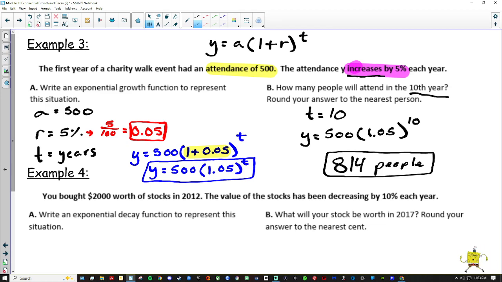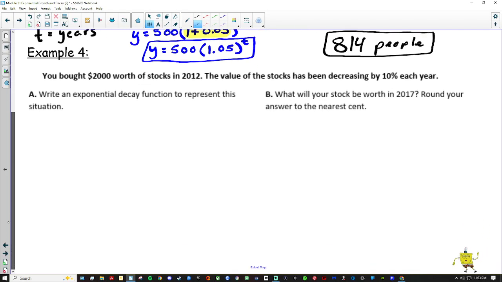All right, you've been given some time to answer part A and part B for example 4. Our problem is you bought $2,000 worth of stocks in 2012. The value of the stocks has been decreasing by 10% each year. So hopefully you picked up on it. It's decreasing. That means we're going to use the decay function. Y equals A, this time 1 minus R to the power of T.